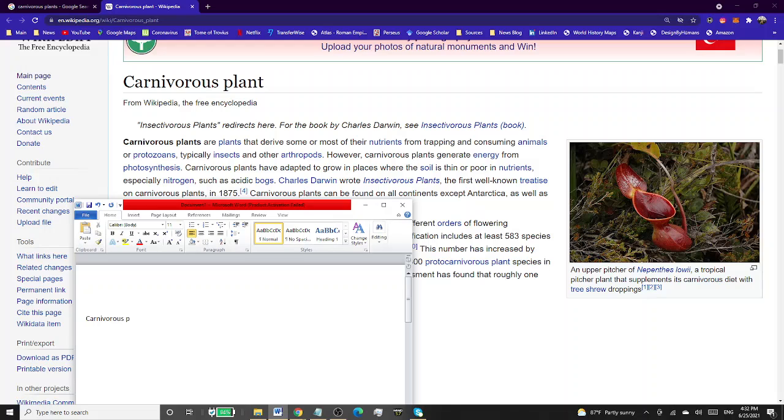Carnivorous plant. This is always tricky with English pronunciation. I say carnivorous, but it's vorous, which isn't vorous, which is very different in pronunciation.